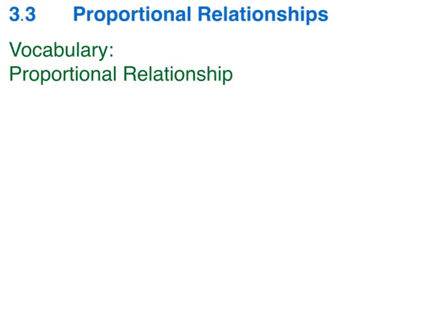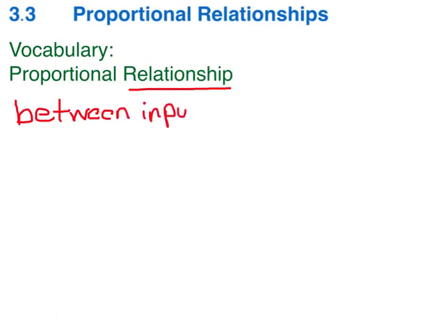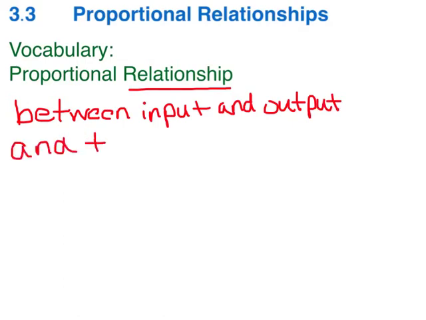Today's lesson is on proportional relationships. Proportional relationships are a relationship between inputs and outputs in which the ratio of the input and output is the same. So it's a relationship between inputs and outputs, and the relationship is the same.